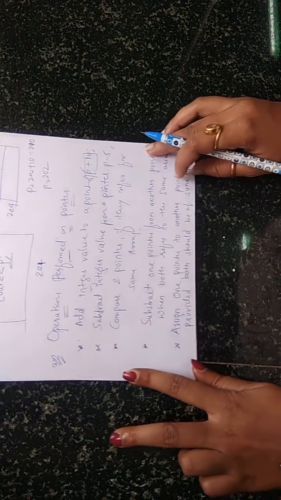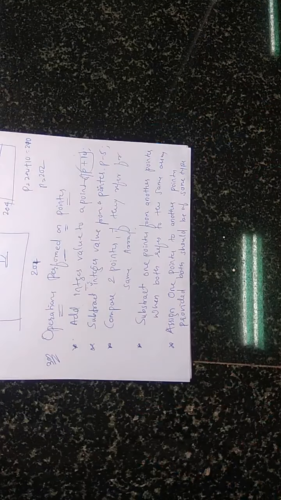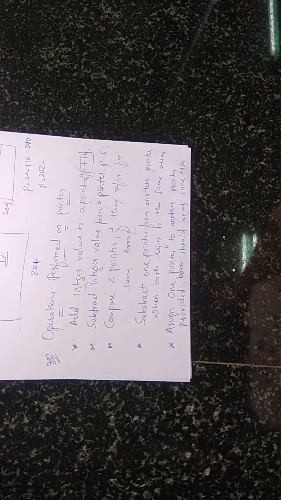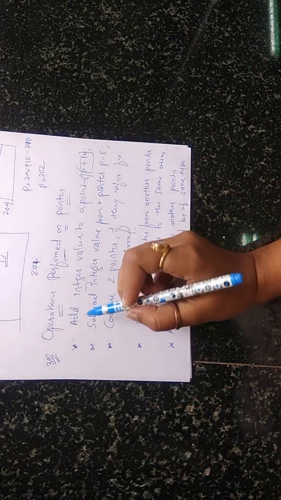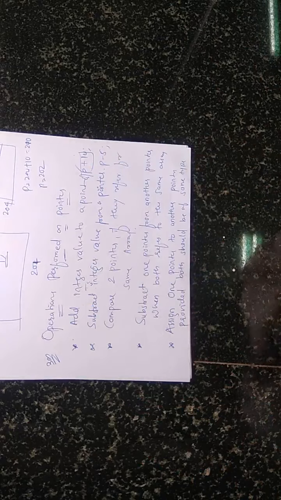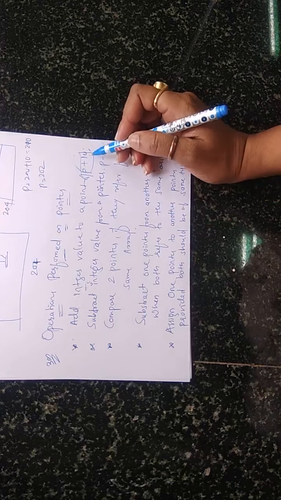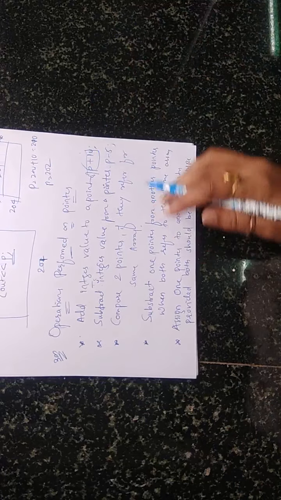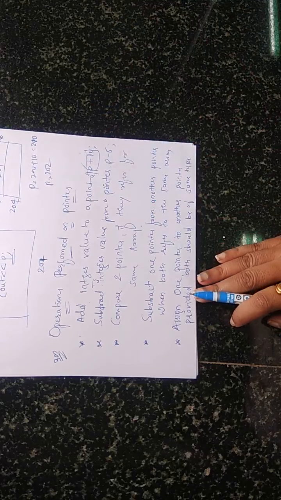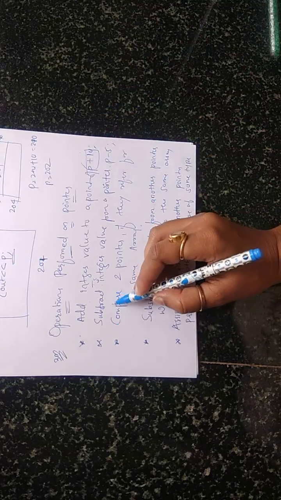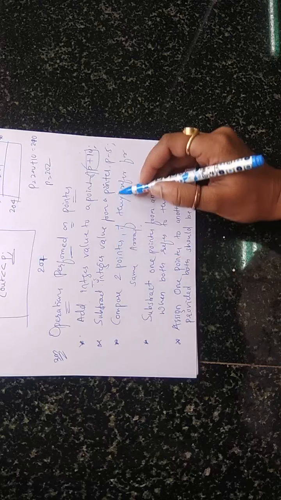Done. So these all are the 5 different operations we can perform on pointers. Let me repeat the operations. The first one is, you can add an integer value to your pointer. As I told, P plus 10, P plus 20, any values you can add, where P is a pointer variable. Next, the second one is, we can subtract an integer value from a pointer.